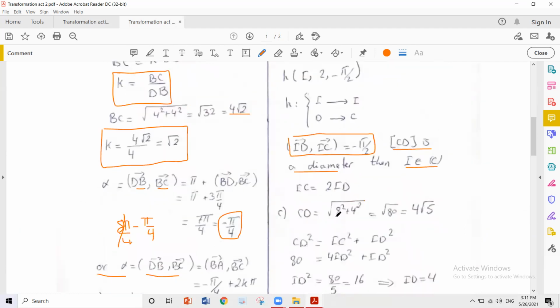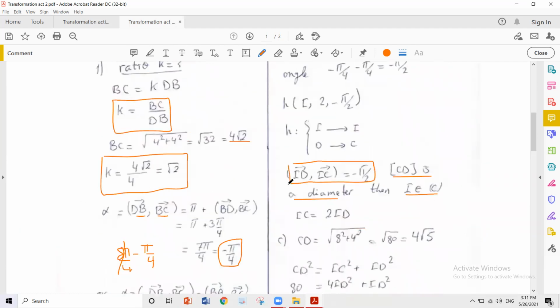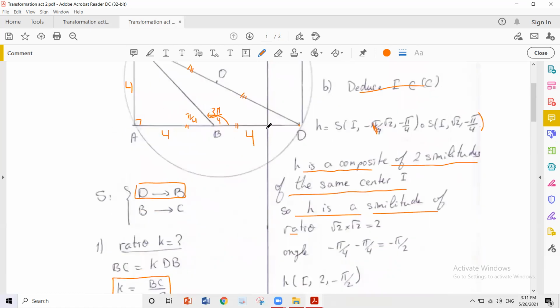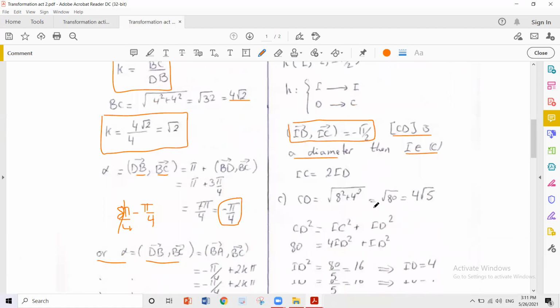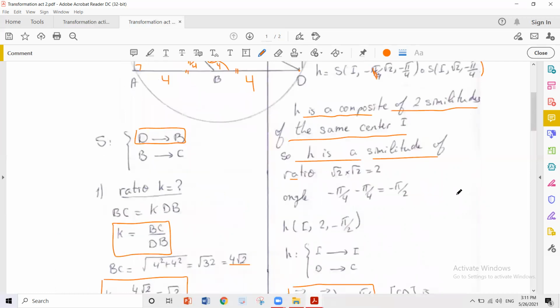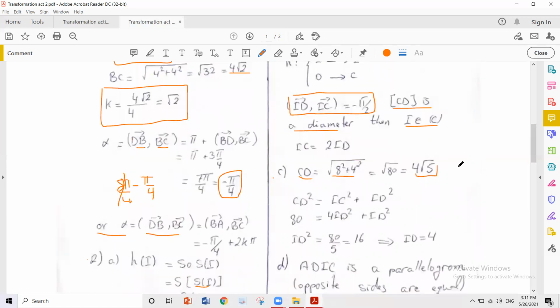So I can say CD equals radical 8 squared plus 4 squared, which equals 4 radical 5. This is what we used in triangle ACD.